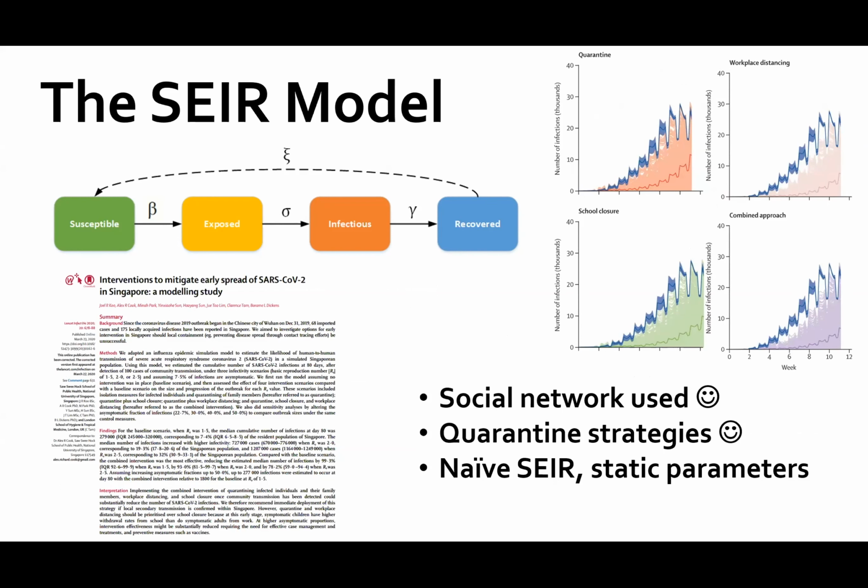Another paper, coming from a simulation in Singapore, has an improved version that uses a social network and quarantine strategy. They also report that combining the three different quarantine strategies gives a good reduction in the number of infections, but they are still using the naive SEIR model.